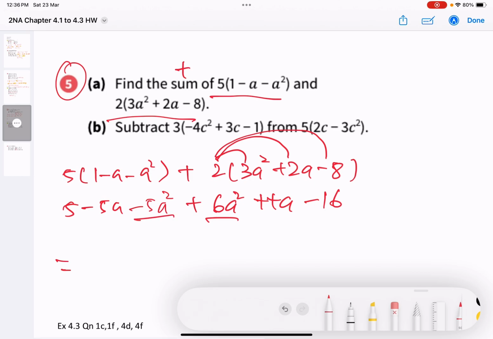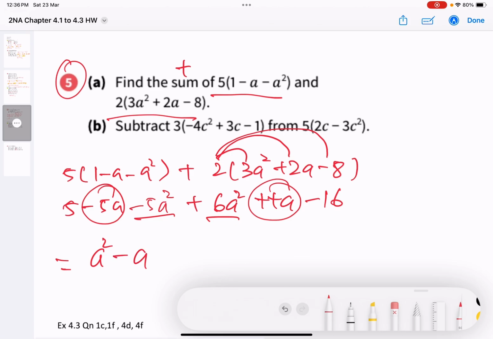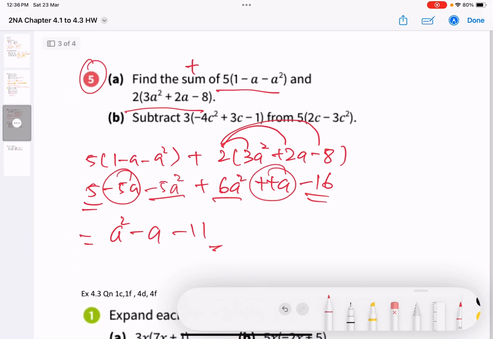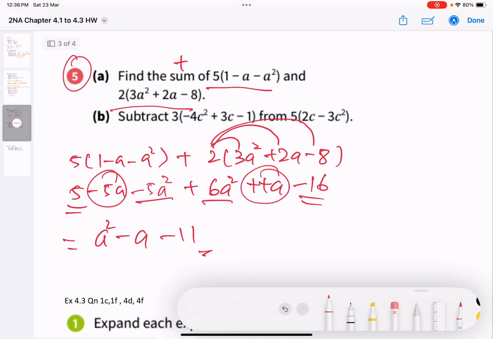So again here, the like terms, negative 5 plus 6 gives me a². Negative 5a plus 4a gives me negative a. And lastly, 5 minus 16. So 5 minus 16 gives me negative 11, and that gives me my final answer. How about part B?